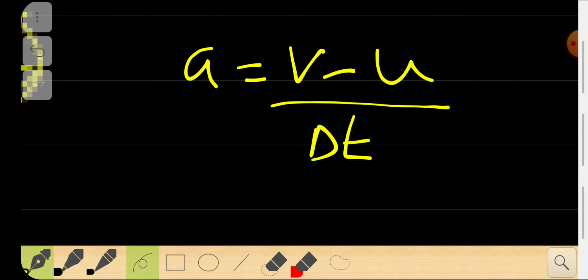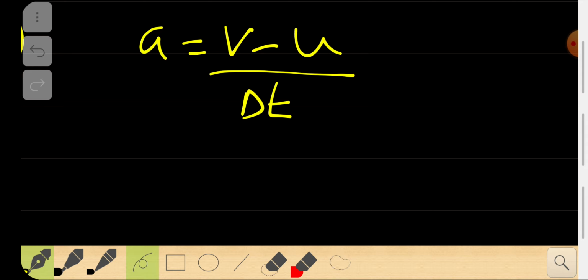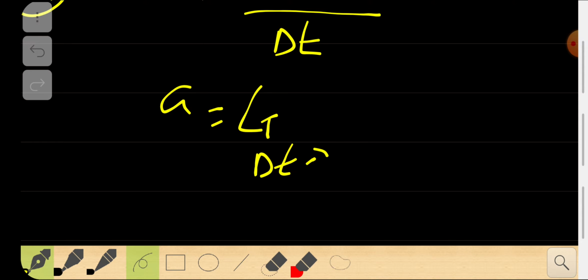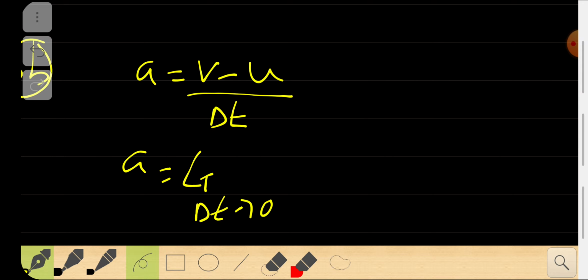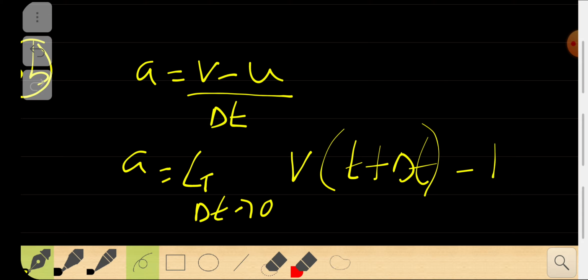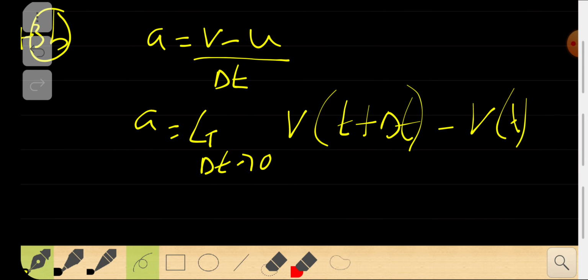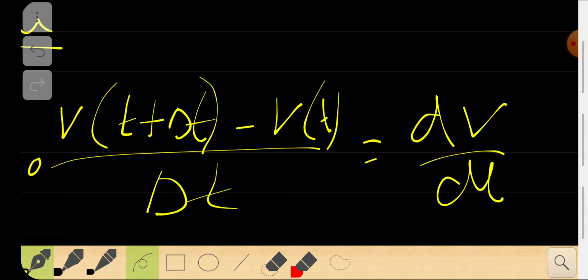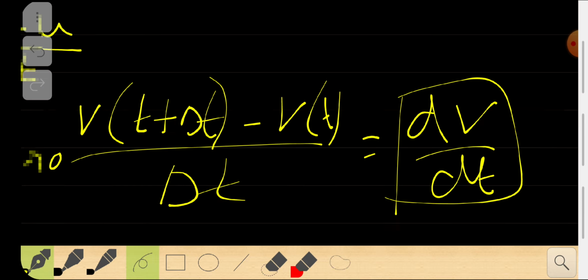Now instantaneous acceleration, you can do the same thing. You can limit delta t tends to 0, velocity of t plus delta t minus velocity of t by delta t, which will be the instantaneous acceleration. So that will be defined as dv by dt. So dv by dt can give you the acceleration of the particle.